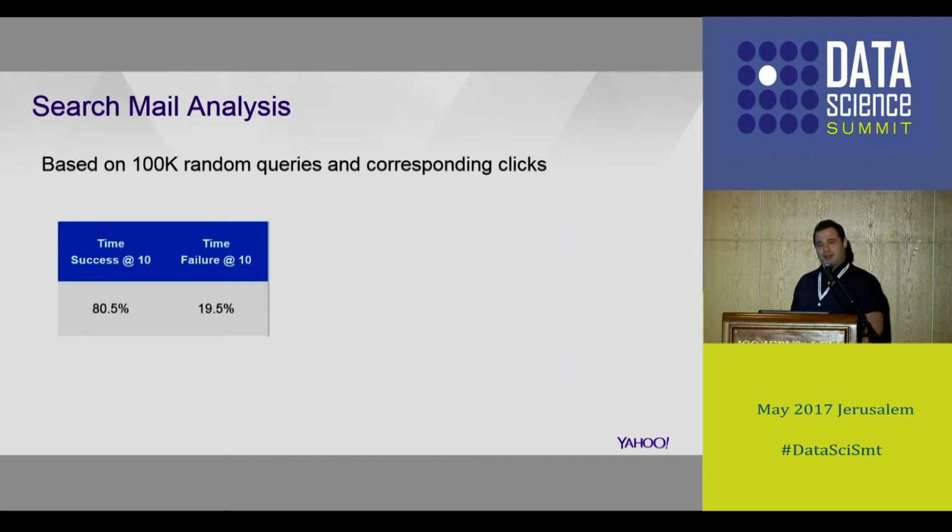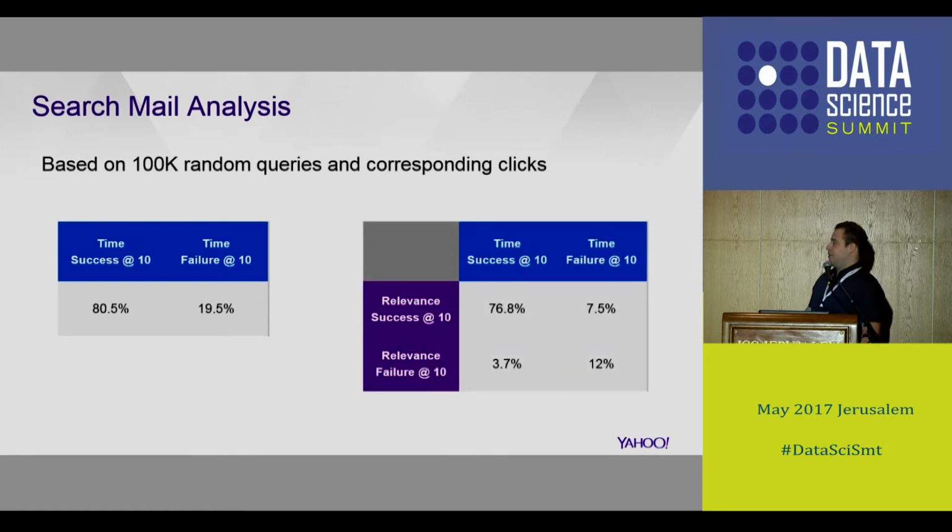To illustrate the benefits of relevance, we collected 100,000 queries with their clicks after the query, and we define time success at 10 as the percentage of queries for which the clicked result was in the top 10 messages when the messages were sorted by time, and failure when the click was on some other message. Another dimension we could look at these same queries is where was the click when the messages were sorted by relevance.